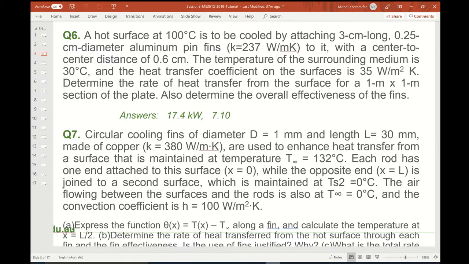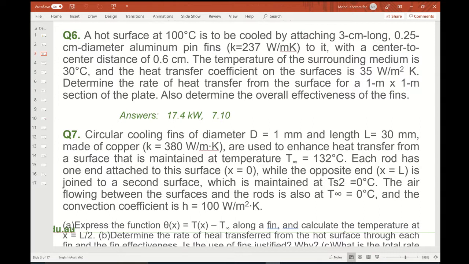Hello class, now I'm going to solve question 6, which we didn't have enough time to solve during the tutorial session today. So let's see what this question is about. It says we have a hot surface at 100 degrees and it is cooled by attaching 3 centimeter long and 0.25 centimeter diameter aluminum pin fins with this thermal conductivity.